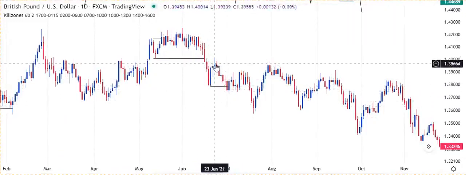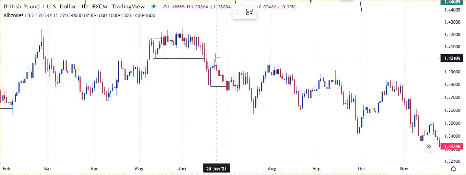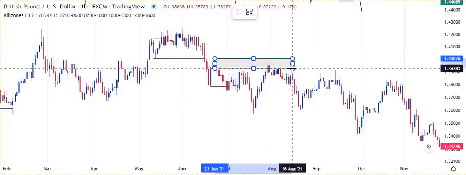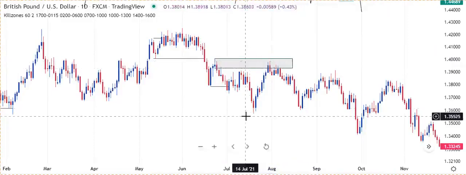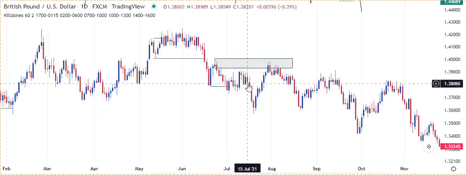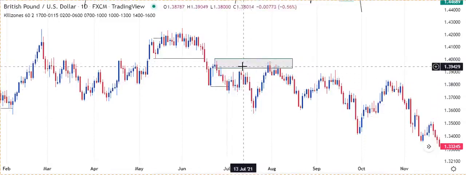Now this is your OB, isn't it? Mark that OB out. This is your OB. Now, this OB here will become invalid if it doesn't grab liquidity. If there is no grab of liquidity, either in front of your OB or inside of your OB, then know that this OB will become liquidity for another OB.